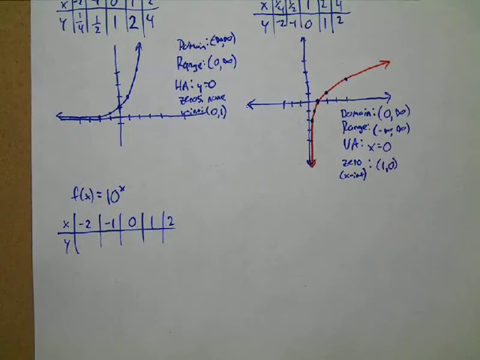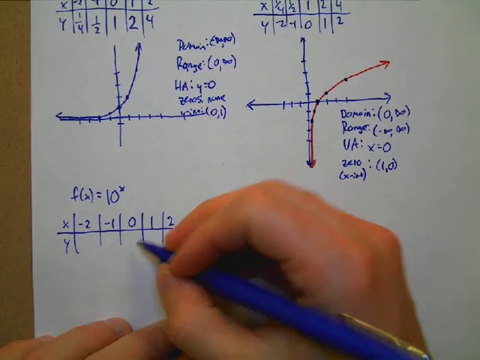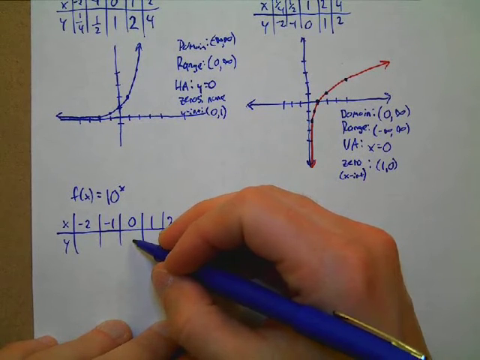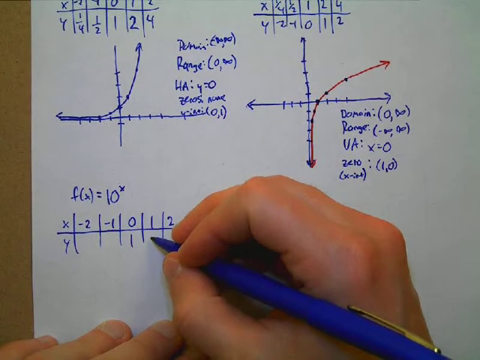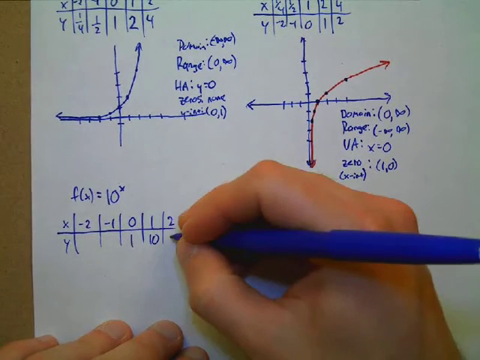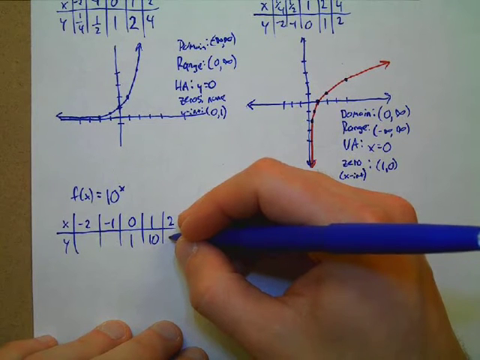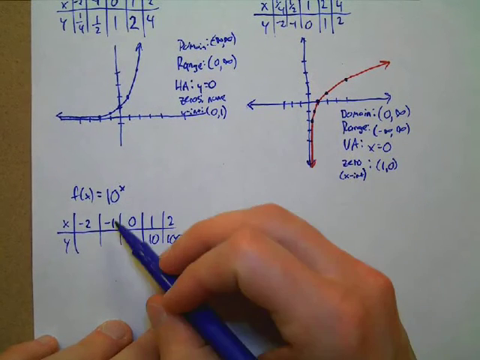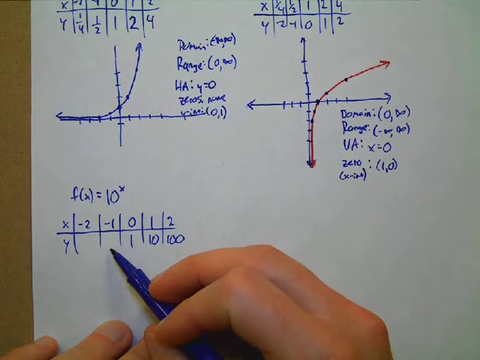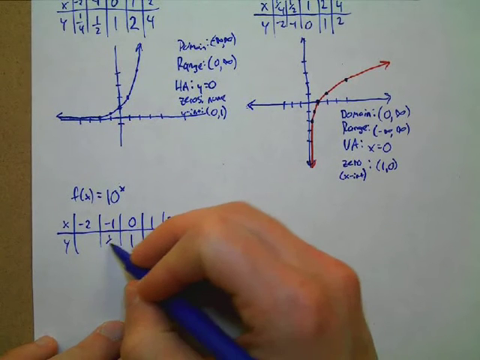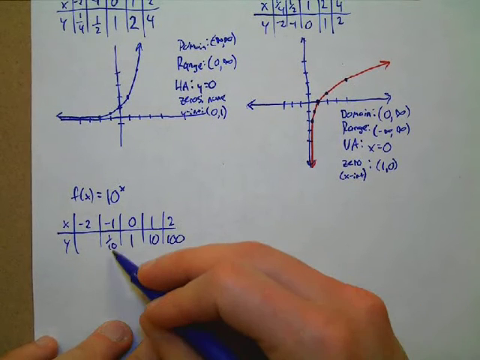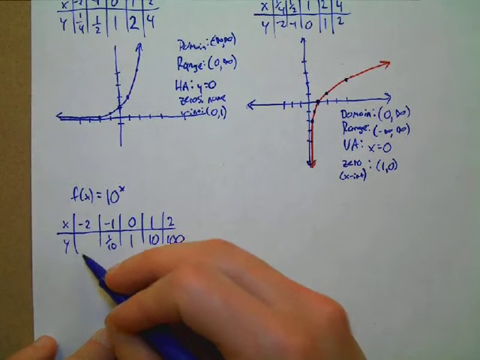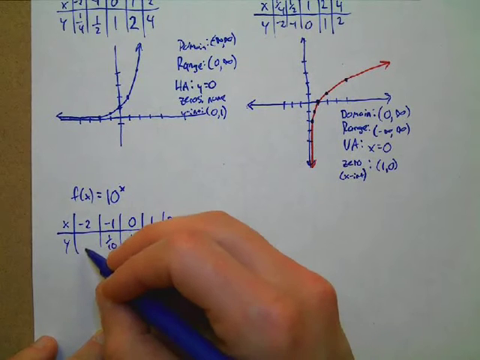What is 10 to the 0th power? 1. What's 10 to the first power? 10. 10 to the second? 10 squared? 100. Good. How about 10 to the -1? What's that going to give us? 1 over 10, right? Like you're dividing by 10 when you go backwards. Divide by 10, divide by 10, divide by 10, so it's 1/10. What's this one going to be? 10 to the -2. 1 over 100, yes.